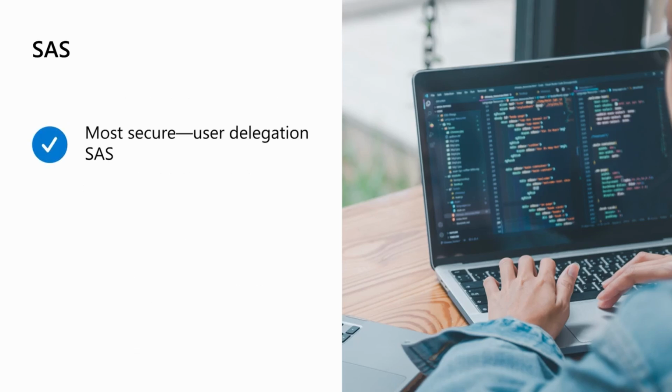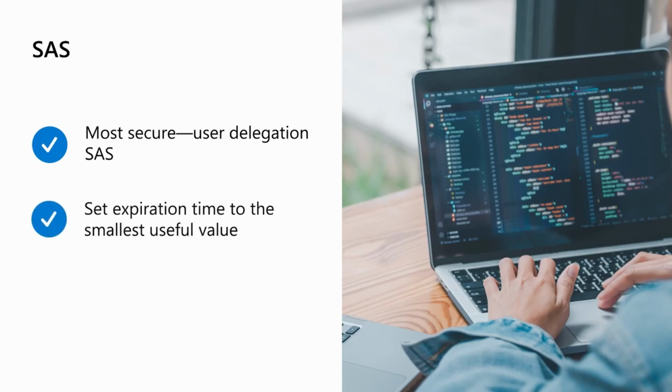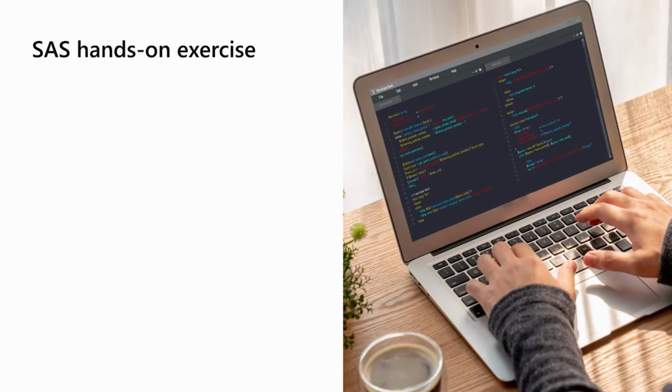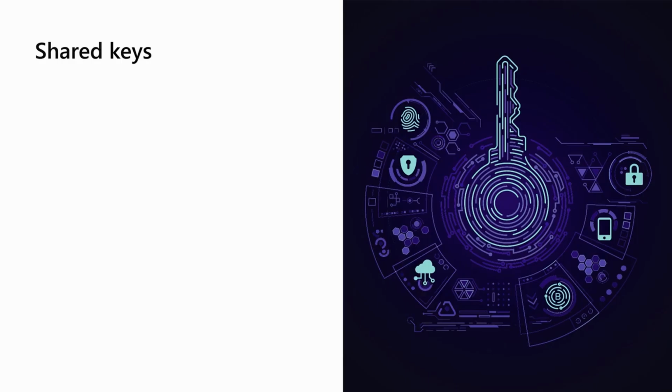You learned that the most secure SaaS is user delegation SaaS. You understood that you should set the expiration time to the smallest useful value and apply the rule of minimum required privileges. You may have practiced what you learned through a hands-on exercise for generating SaaS tokens. Then you learned about shared keys.